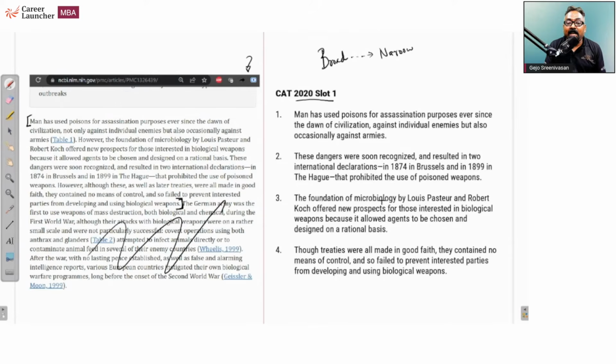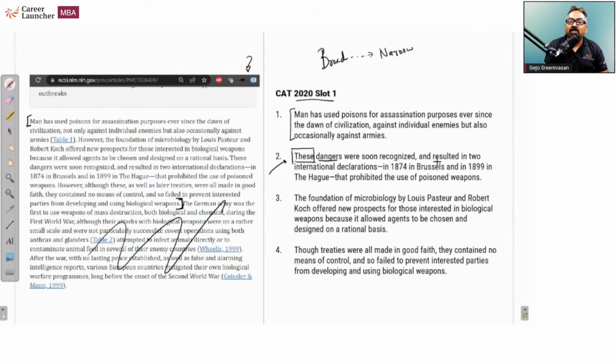If you look at this, this is getting something specific about some certain person, something talking about treaty, something happening especially in 1918 and 1874. This is very broad. So I'm absolutely 100% sure the start has to be one. Man has used poison for assassination purpose ever since the dawn of civilization. Right. Sentence number 2 talks about these dangers. These, now this is a nice pronoun. This, these are very near. That, those, far. So these dangers, which means I need to have a sentence which actually talks about specific danger.